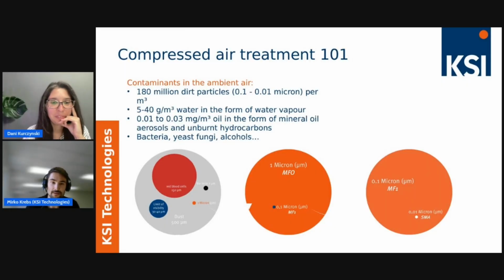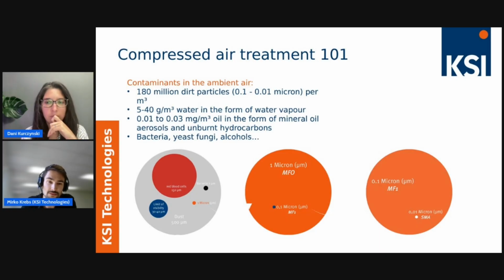So this is a little bit about ambient air and what we would see in compressed air systems as contaminations end up in our system. So we get a lot of dirt particles. A lot of them are very small, right? When we talk about small, on the left side, we can see a gray circle. The gray circle is like a typical dust particle. That has a diameter of 500 micron.